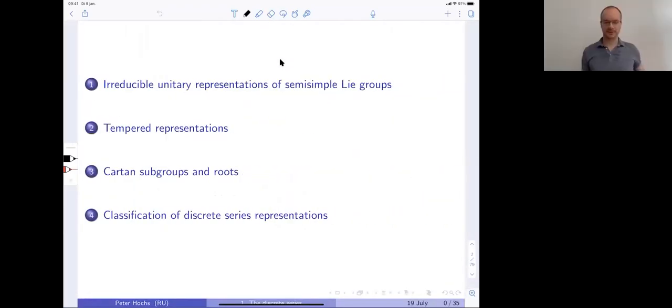So this is the plan for today. I'll start with just a general overview of the kind of groups we're looking at and the kind of representations. Then the specific representations that these three lectures are about, the tempered ones. And then make a start on trying to list them all. This is some basic Lie theory on Cartan subgroups and roots. And then the last part of the lecture will be about classifying a part of those representations that we are interested in, the discrete series.